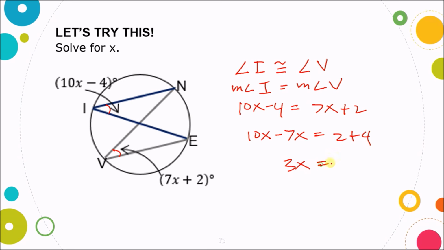So you will have 3x is equal to 6, okay? Because 10x minus 7x is 3x, and then 2 plus 4 is 6. Divide both sides by 3, we could say that the value of x is equal to 2. So that's how simple. Dapat tignan mo kung anong statement or property ng inscribed angle ang pwedeng makita sa drawing natin.